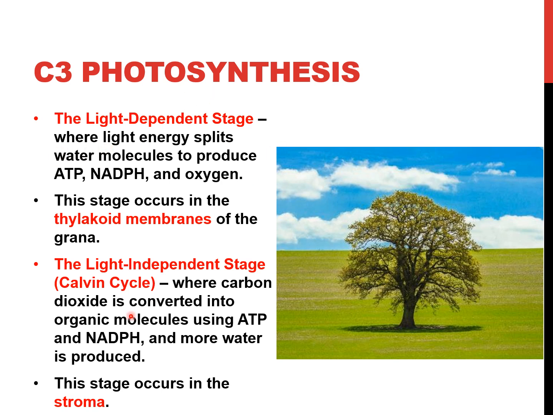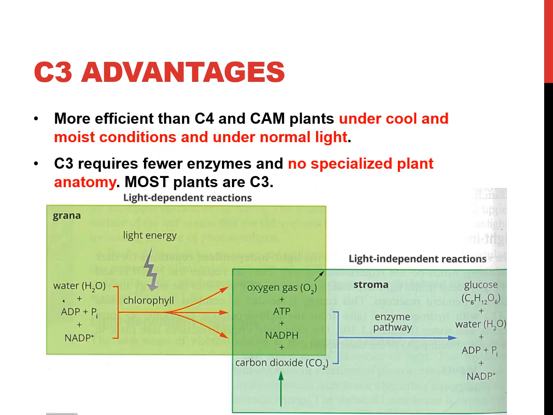Alrighty, so C3 photosynthesis, obviously we've looked at that. It has a light dependent stage and a light independent stage, or the Calvin cycle. And really it's just to create that glucose. And these C3 plants, they don't have any specialized anatomy. They don't do anything too special. And that's why obviously they work most effectively in that cool and wet environment. All right, but what happens if it gets hot? That's the question here.